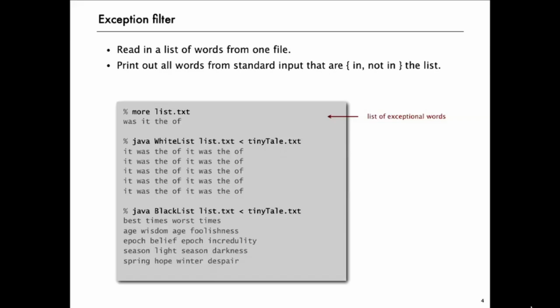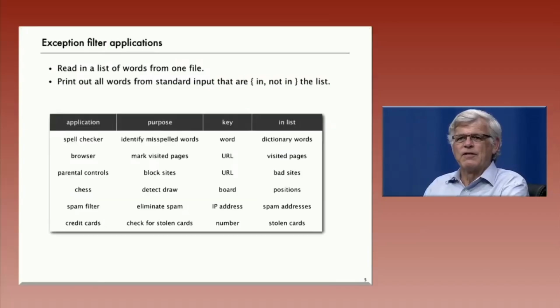Another complementary approach is to think of these words as words that we don't want to ever see. They're blacklists, and we want to take them out of our source file. So a blacklist client would print out all the words in our source file, tinytale.txt, except was, it, the, and of. In this case, best times, worst times, and so forth. So that's an exception filter, and that's useful in lots of applications, such as the ones listed here.